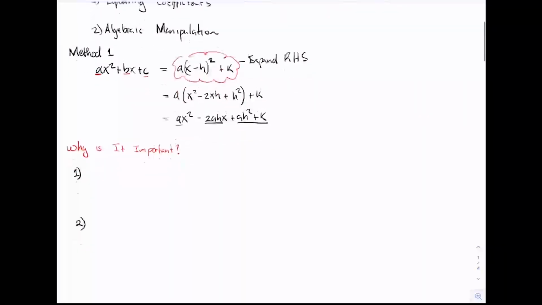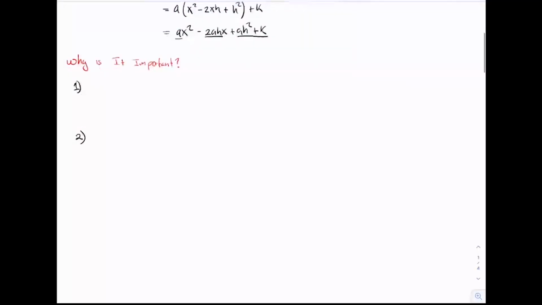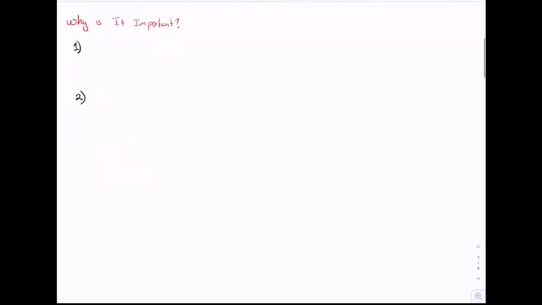So why is this important? This is important for two reasons. The first reason is that the completed square form allows us to understand the derivation of the quadratic formula. So let's write that down. In order to understand the quadratic formula, we use the method of completing the square, and that's where we derive the quadratic formula.